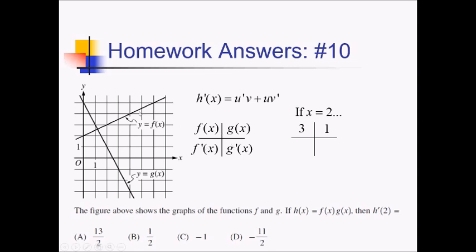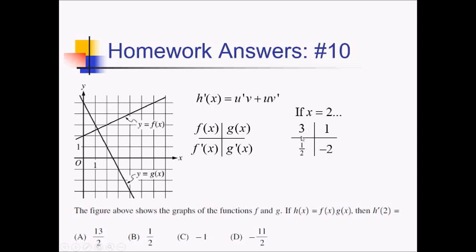F prime of 2, back up here on the f graph, this is going to be our slope at x equals 2. It's a straight line, so we just have to read the slope anywhere on here. This is going to be up 1 over 2, so that's 1/2 for f prime of 2. And now for g prime of 2, that's going to be the slope on the g graph at x equals 2. We're going down 2 over 1, so that's -2 for that slope.